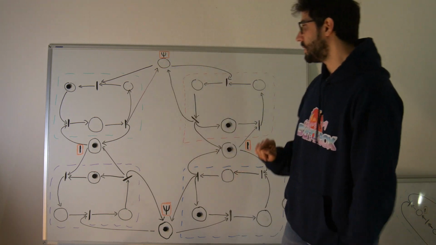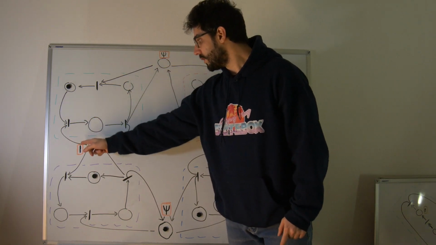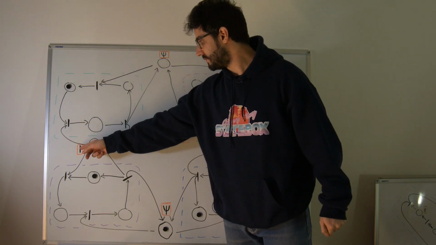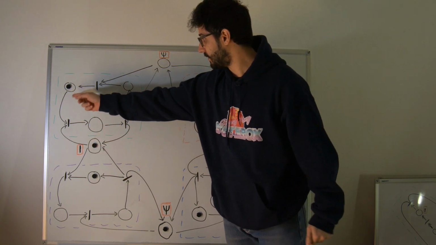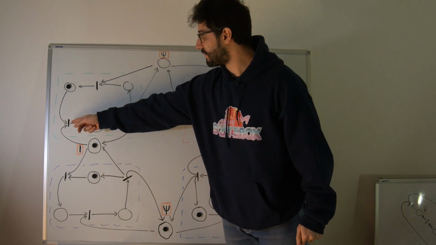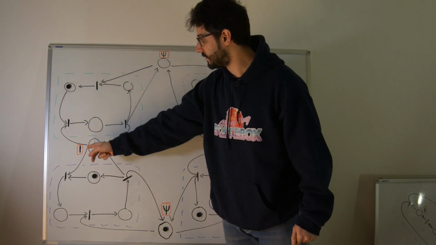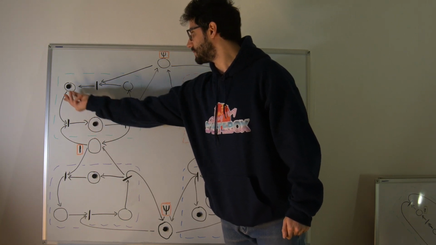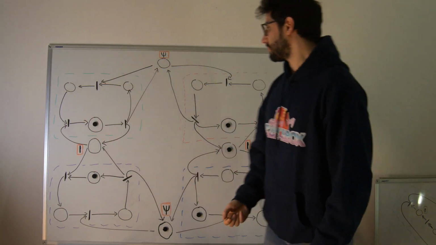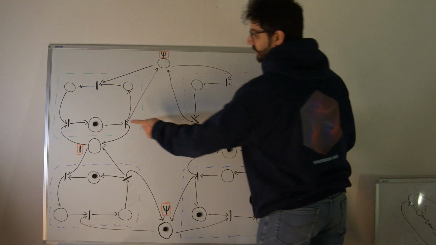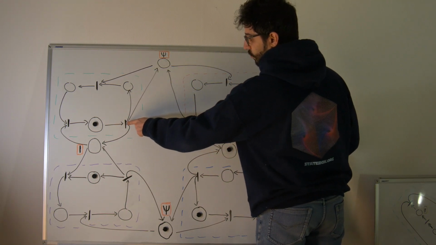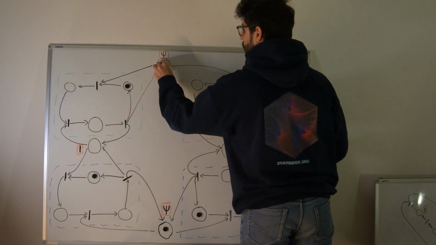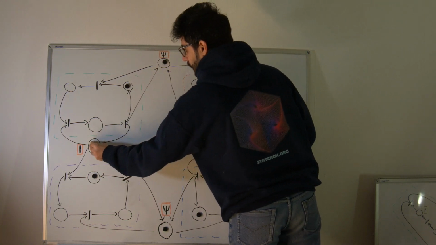Now the green philosopher, after having picked up the fork from his left side, needs to take the knife from his right side. Now this transition can fire because there is a resource here and a resource here. So the transition fires and this is what happens. Now the philosopher eats, and when he's finished eating, automatically all the tokens are put back in place.